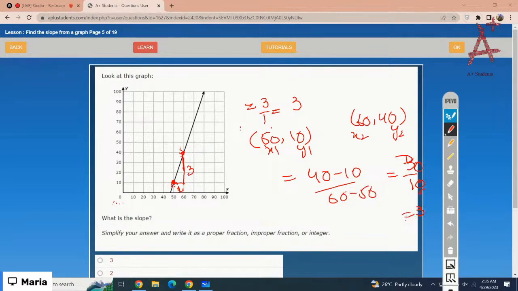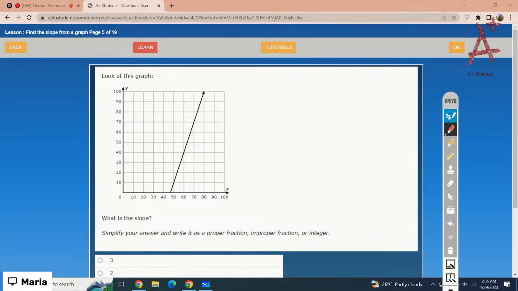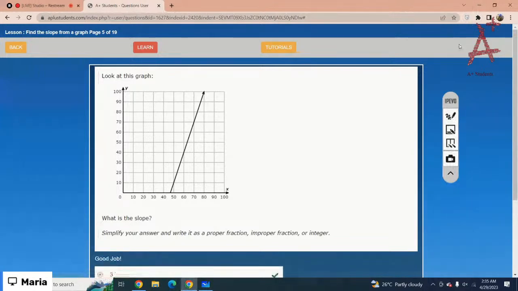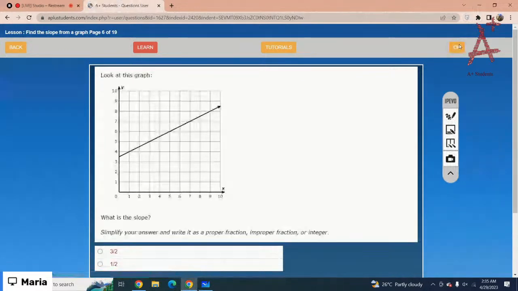Be careful, just look at them carefully. You can find it simply by the graph. Let me just explain the next one by the graph. Just listen to me carefully. Okay, just select any 2 points on the graph. Got it?